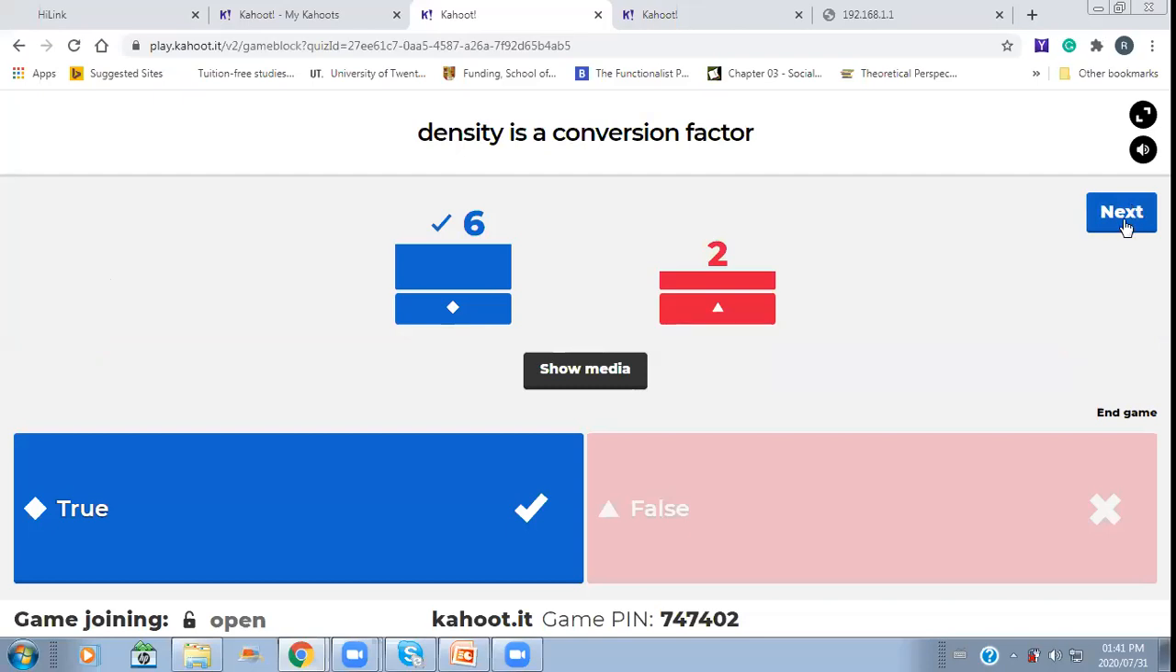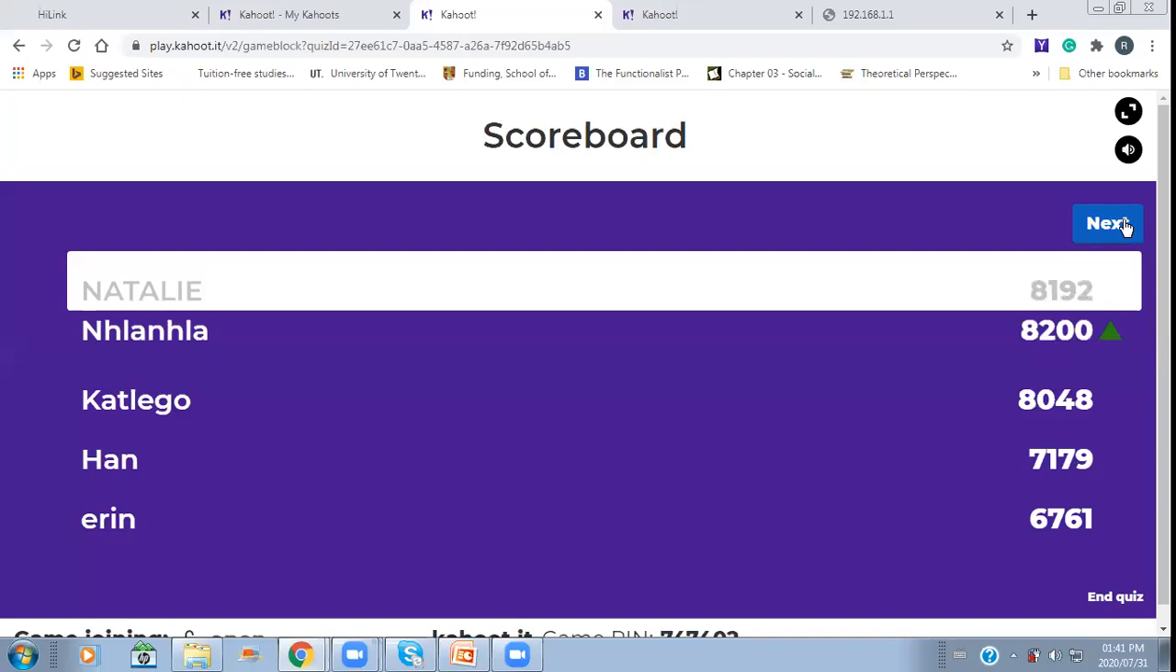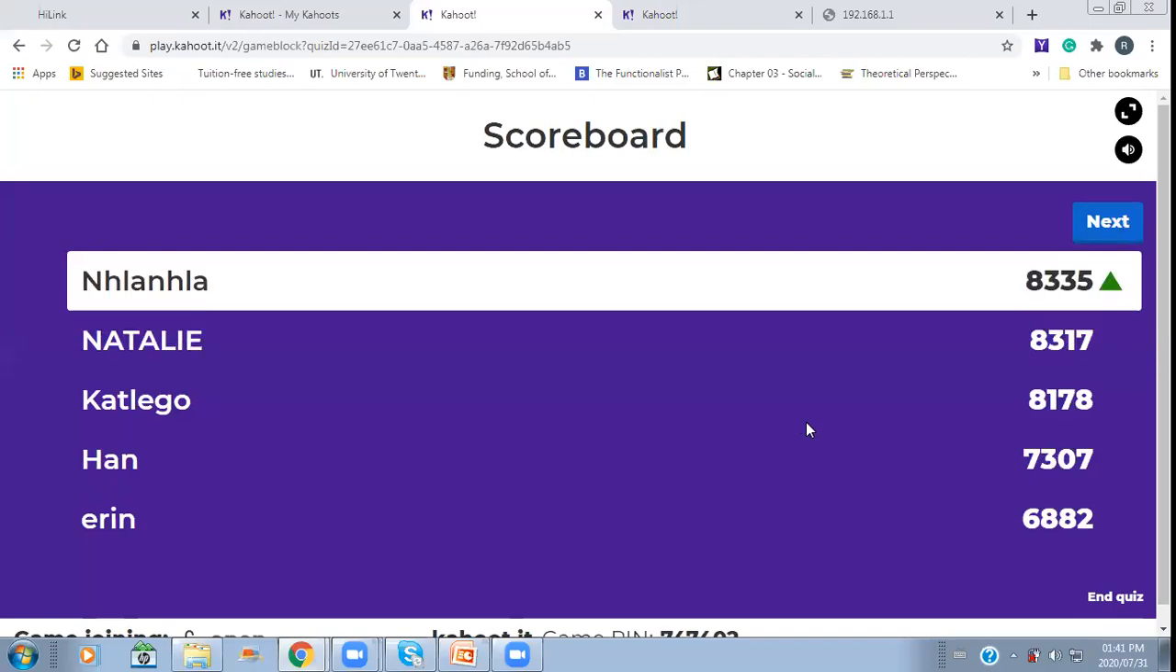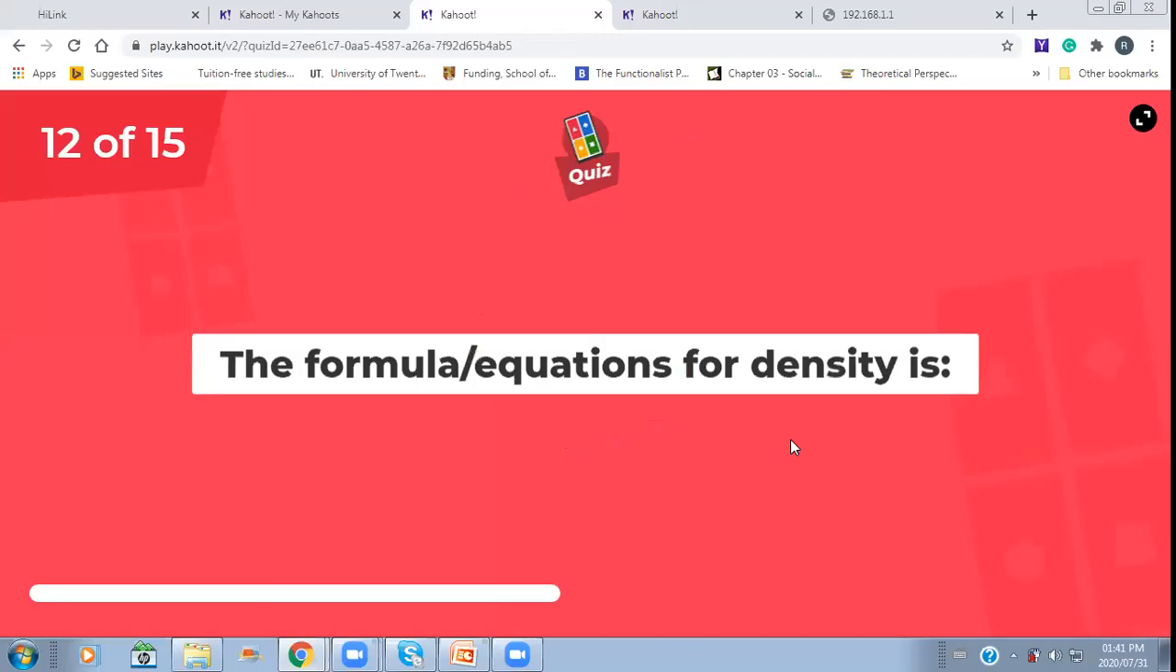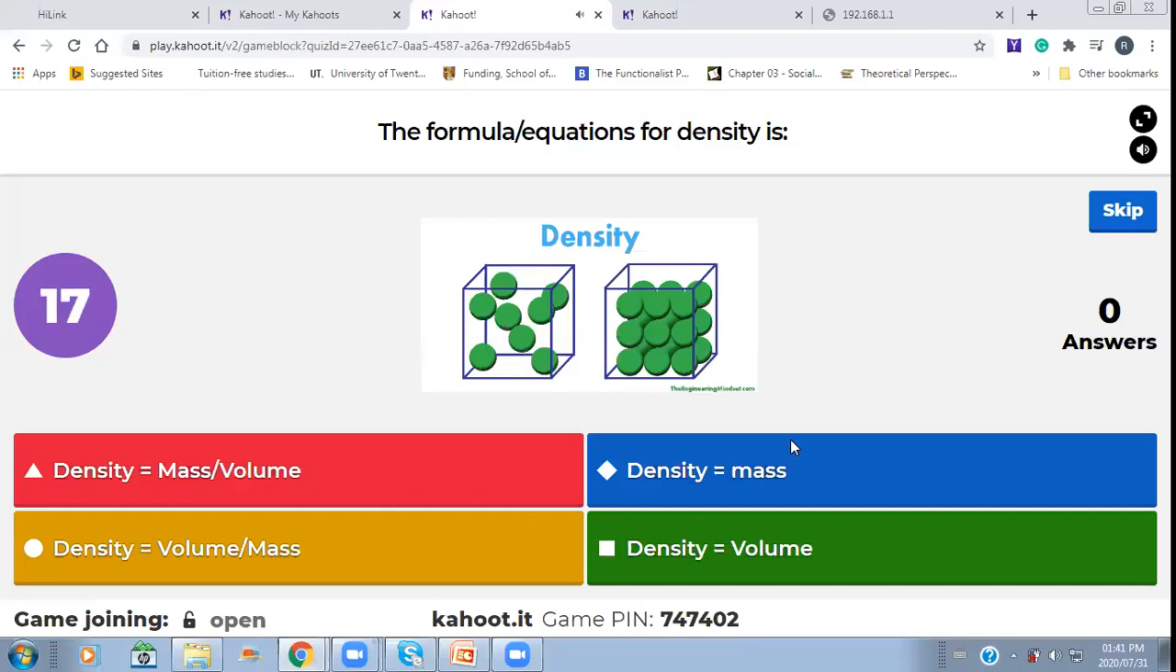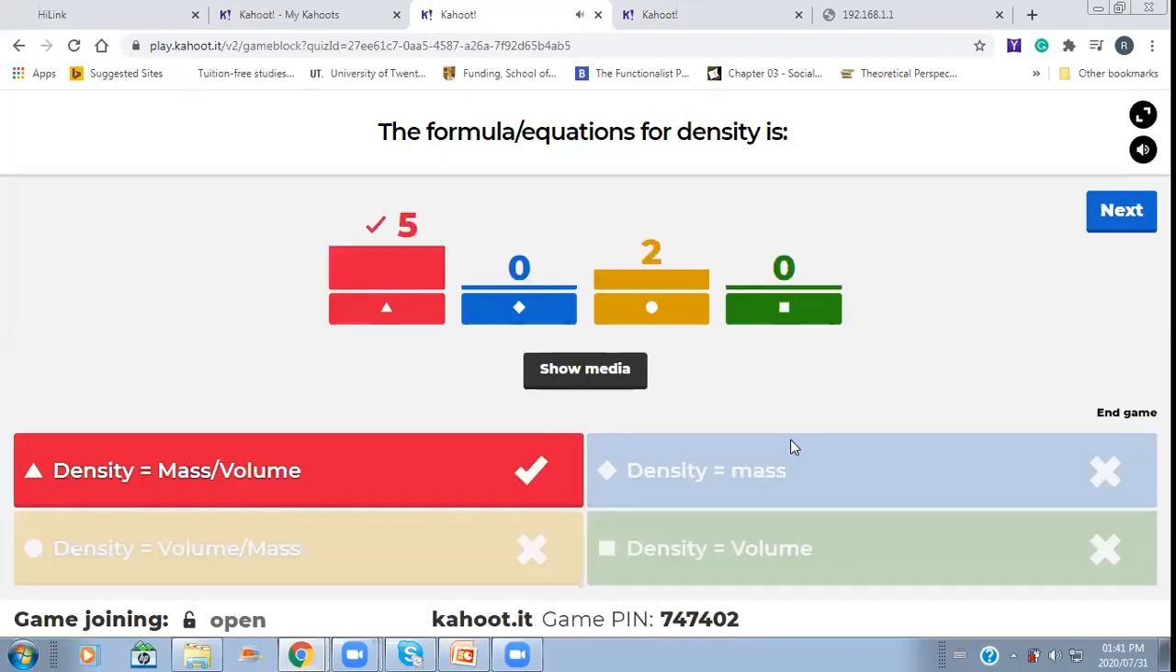Let's see the scoreboard. Between Natalie and Atlanta, Catlejo and Han and Irene, you must make sure that you overtake Atlanta and Natalie. They are busy changing positions there. I hope you catch them up. The formula or equation for density is... perfect. It's mass over volume. That's correct. 5 people got this one right.